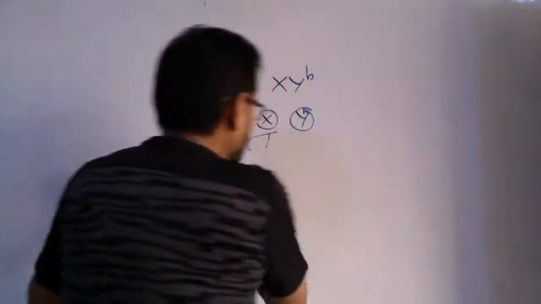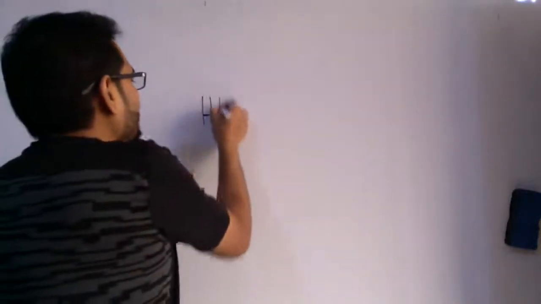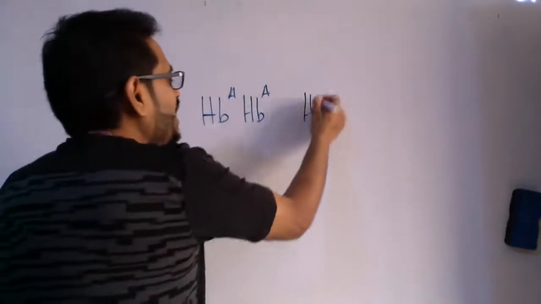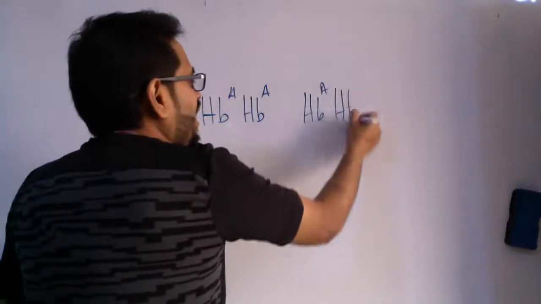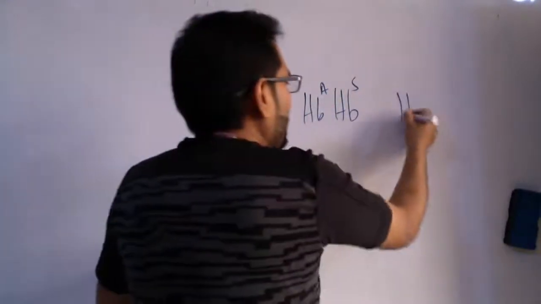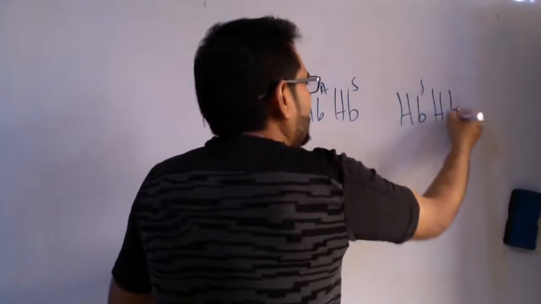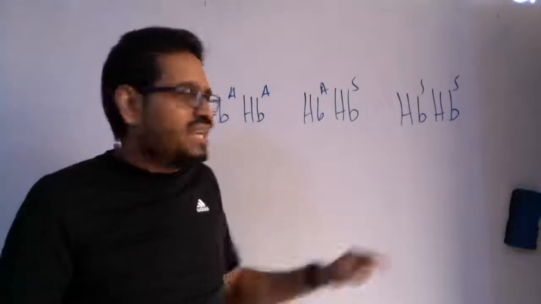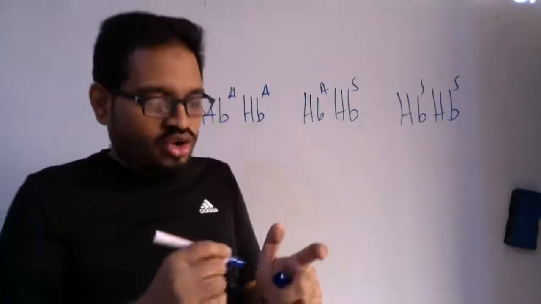Okay, wait, instead of that, let us go to sickle cell anemia's case. There we should never write X or Y, because it is not sex linked, it is autosomal. So HbA, HbA normal, HbA, HbS carrier, HbS, HbS diseased. So these are the three conditions that we can understand under sickle cell anemia. This is the diseased one, this the carrier one, this is the normal person.